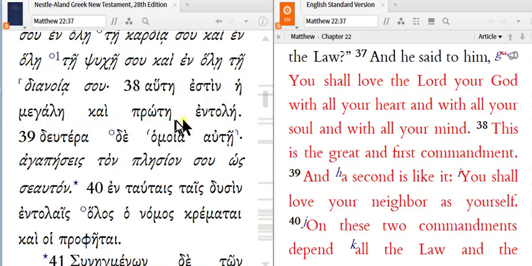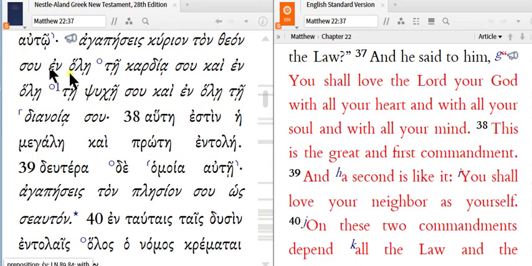Haute estin he megale kai prote entole. What's he just been talking about? Deuteronomy 6. What does haute refer to? Deuteronomy 6. Which one of these is the more immediate and discourse active topic then? This. And what is it about this commandment now that he's going to say? This commandment that I've just told you has this status. It's the great and the first. Okay?